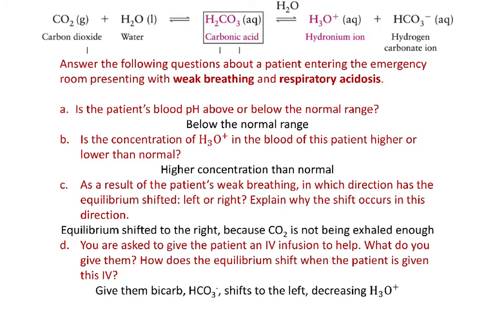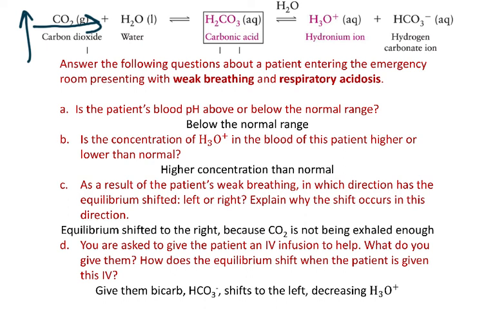All right, so respiratory acidosis, the patient's blood pH is below normal, which means the concentration of H3O plus is higher than normal. As a result of the weak breathing, in which direction has the equilibrium shifted? And explain why this occurs. Weak breathing means more CO2, which would cause a shift to the right, because CO2 is not being exhaled enough.